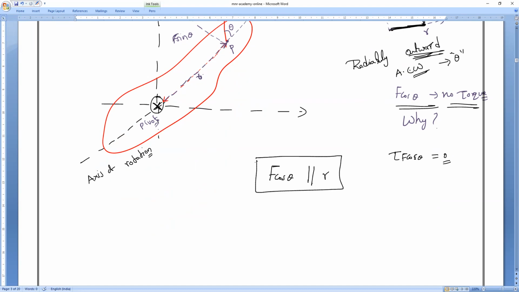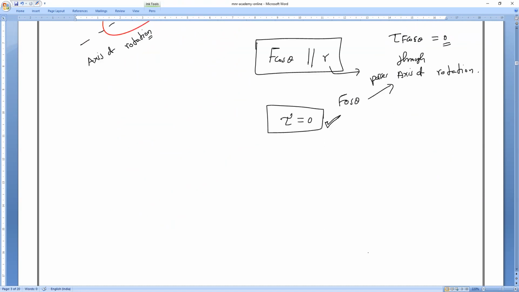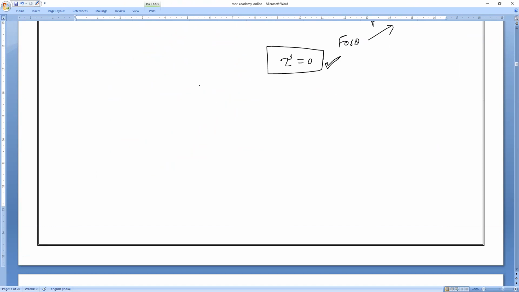F cos theta is parallel to R. So R is actually what? Axis of rotation. So keep it in mind, F cos theta passes through the axis of rotation. So that is why the torque produced by F cos theta is equal to how much, guys? Everybody, 0. Understanding, all of you? So that is what it is about torque.